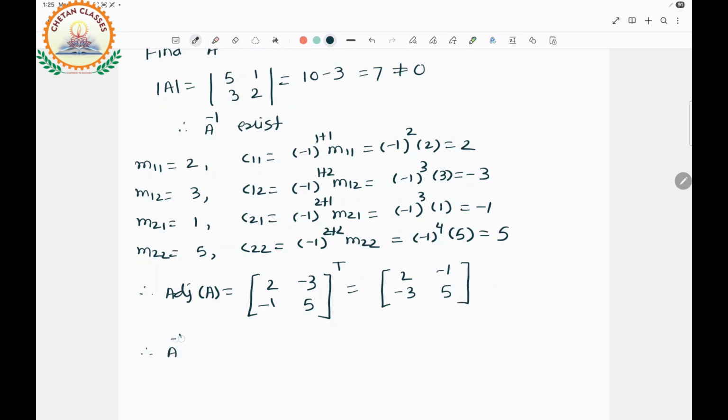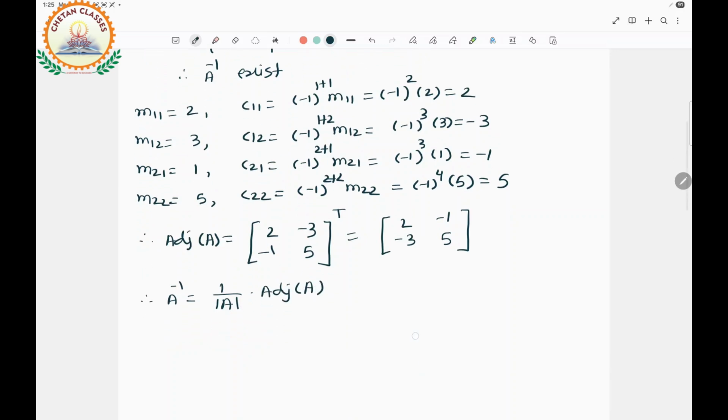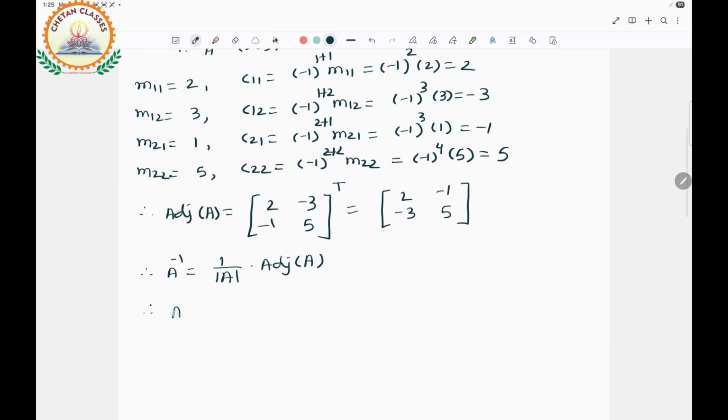So A inverse is equal to 1 upon determinant of A into adjoint of A. Substituting the values, A inverse is equal to 1 upon 7 into [2 minus 1; minus 3 5].